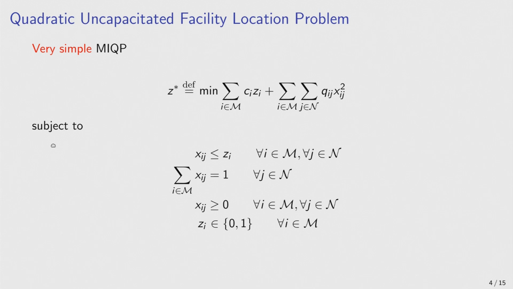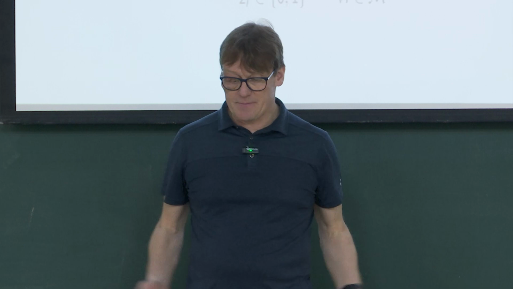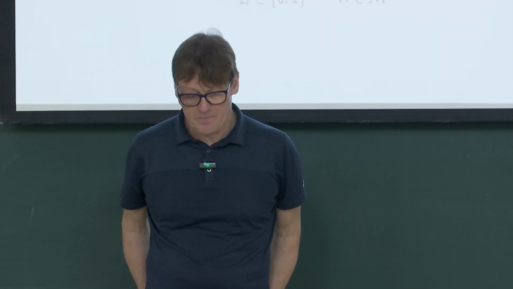And so this problem can be written down in a compact form. The first term in the objective is the fixed cost of opening that facility. So Ci is the cost of building the facility, and Zi is the binary variable that tells me whether I open the facility or not. And then there's a quadratic cost, so Qij is a coefficient, and the amount of customer J that's supplied from facility I is Xij, and the cost is quadratic. So it becomes more expensive the more you supply from that facility.